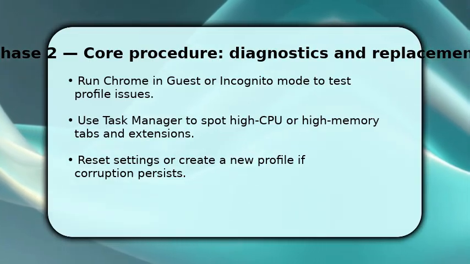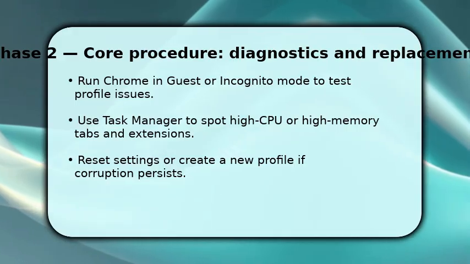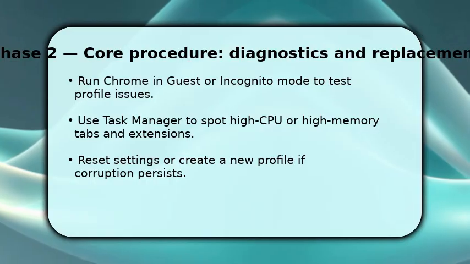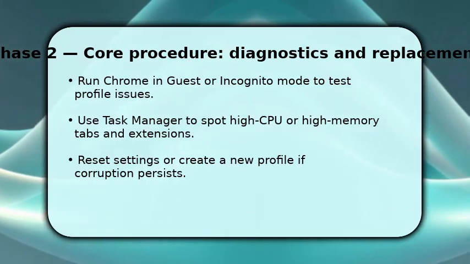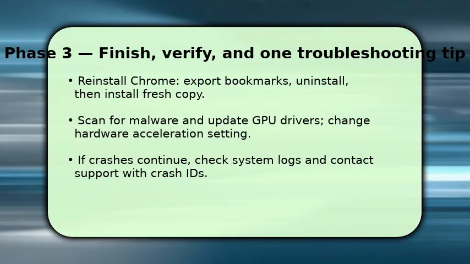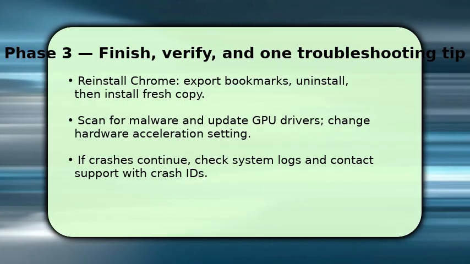If problems persist, reset settings or create a new user profile in Settings, because corrupted profiles often cause recurring crashes. These steps narrow down causes, so you can choose repair. You finish by repairing or reinstalling Chrome. Export bookmarks, uninstall, then reinstall the latest build to remove damaged files.